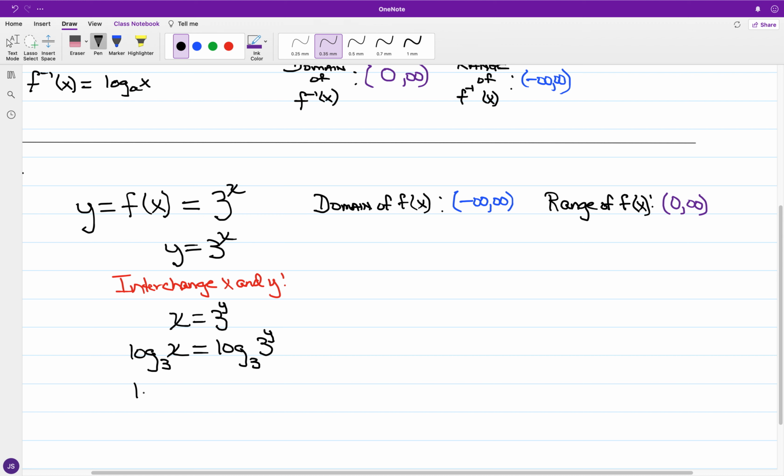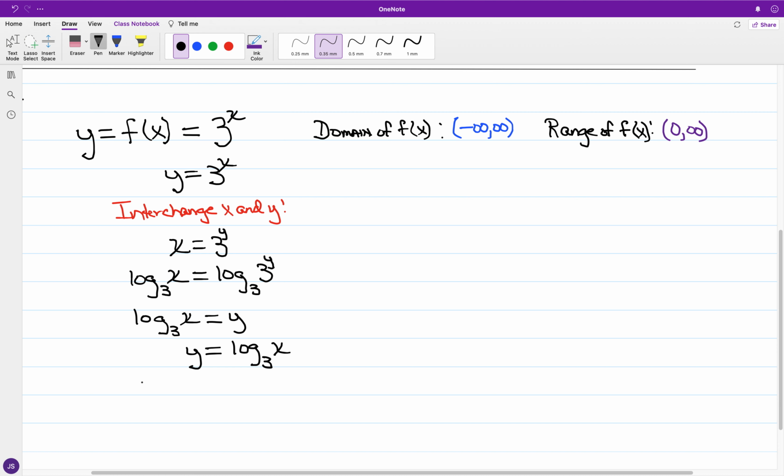So in this one, the base 3 logarithm of x is going to be equal to y. And if I switch the order, I have y is equal to the base 3 logarithm of x. And so we have that as the inverse of 3 raised to the x.